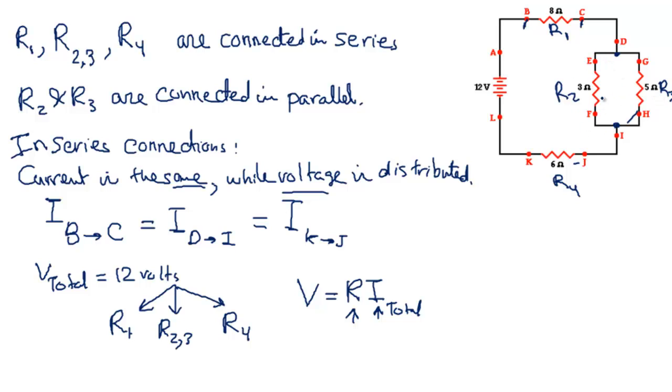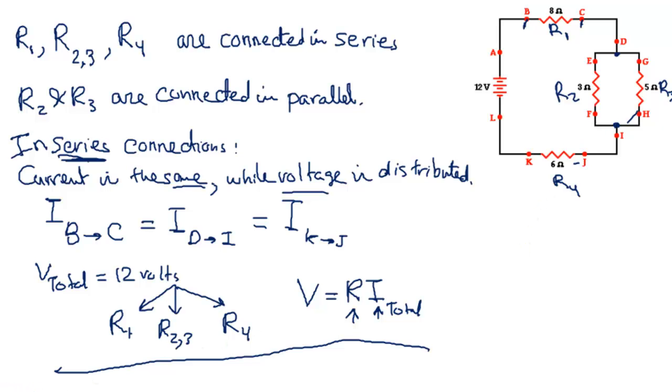And of course the voltage across R2 and R3 should be equal since they are connected in parallel. So now we answer a very important question: how will the voltage be distributed and how will the current be distributed? Here in the case of series connection, the current is the same, so the current going through R1 will be the same as the current going through R4, and the same as the current that goes through the equivalent of R2 and R3. Again, I'm not saying R2 individually or R3 individually, it's the equivalent of R2 and R3.